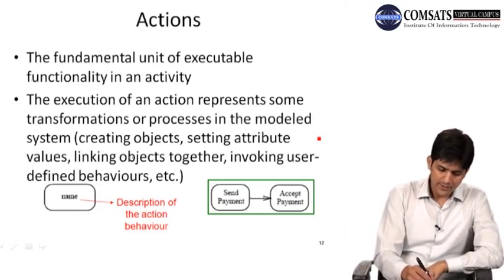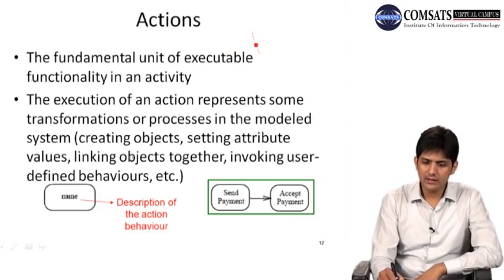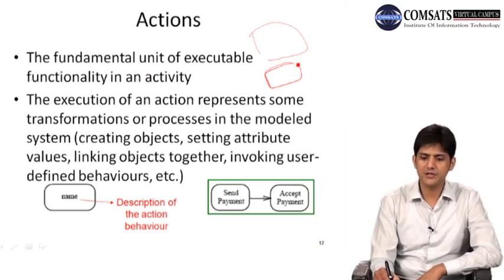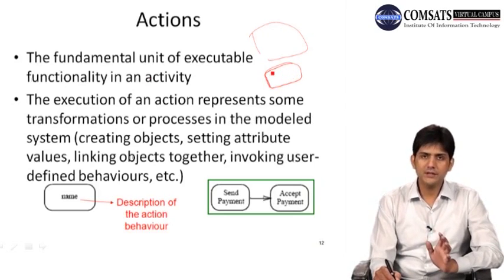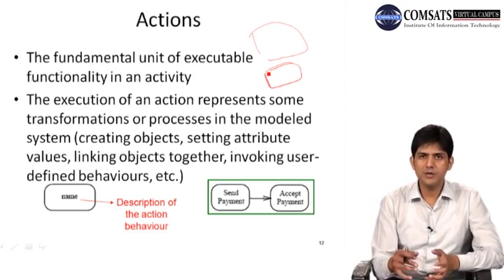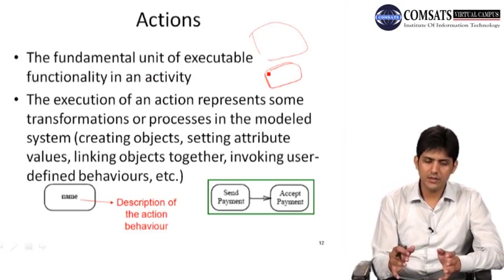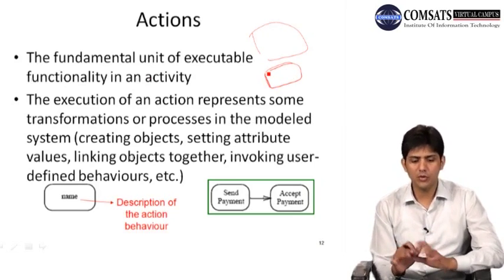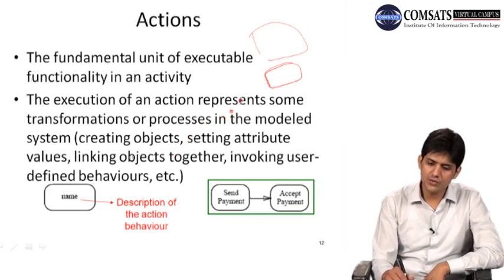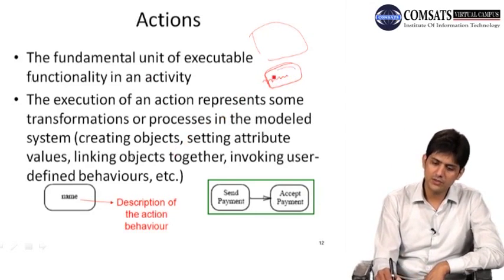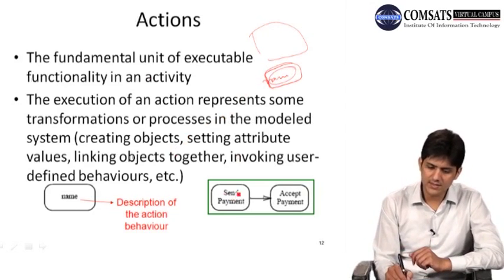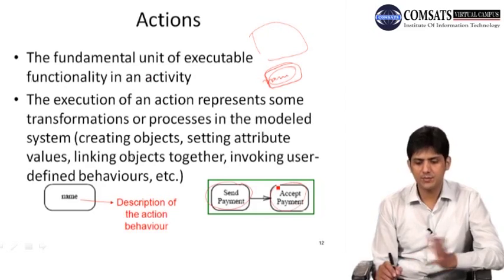So basically, in the activity diagram, we have rounded rectangles, and this is an action. Now this action represents any transformation or process in the model system, and we usually have a description of these actions. So we need to write something in between. For example, in this example, there are two actions. The first one is send payment, the other is accept payment.